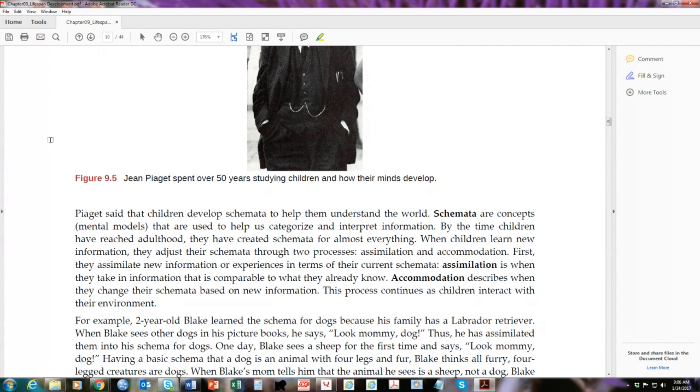Learning that there are different four-legged animals and they're called different things is something that children have to learn, and according to Piaget, their schemata change as a result of accommodation.